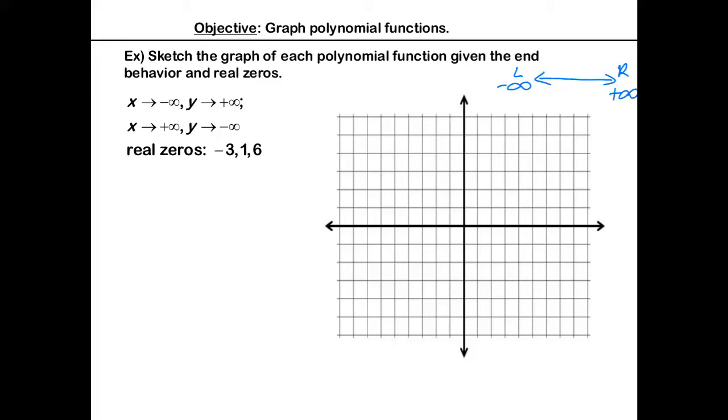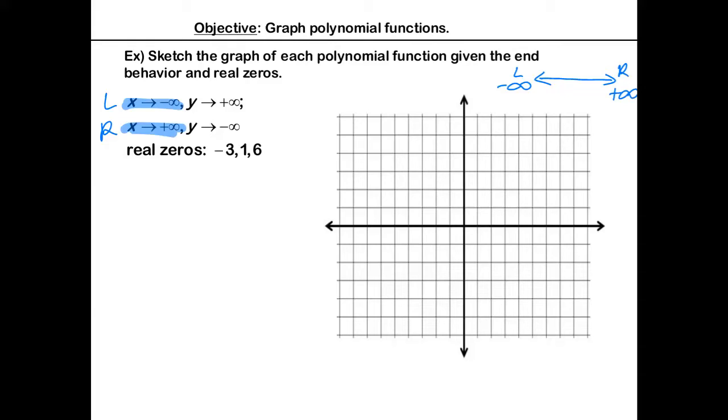So if I look at that here, my x's, the first one says x is negative infinity. So my negative infinity is the left side. So I know the first one is the left side. And the second one says x is positive. So on the x-axis going to positive, that tells me that's the right side.